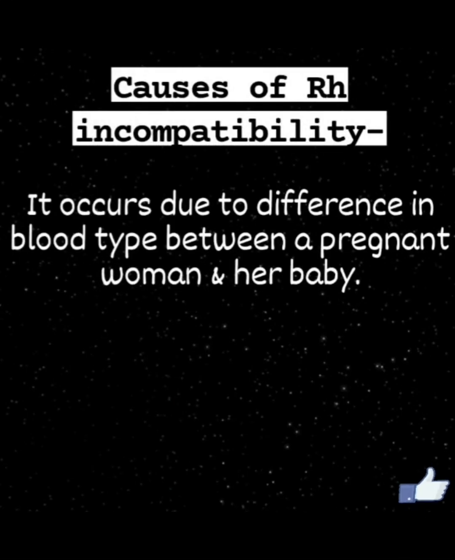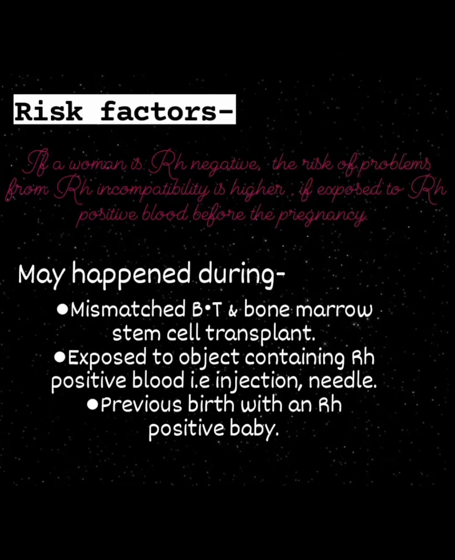Now, why does it occur? What are the causes of Rh incompatibility? First of all, Rh incompatibility occurs when there is a difference in the blood type between a pregnant woman and her baby. Now, what are the risk factors? If a woman is Rh negative, but she was exposed to Rh positive blood before the pregnancy, then there is a chance to develop Rh incompatibility problems.